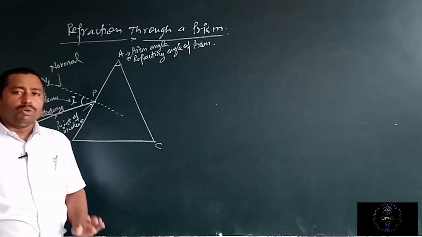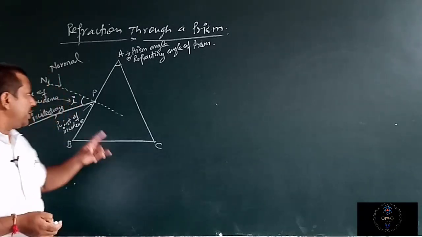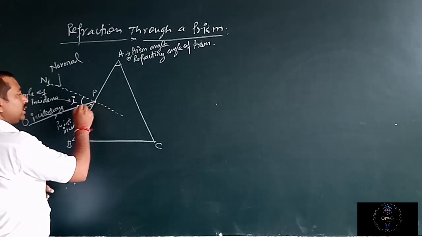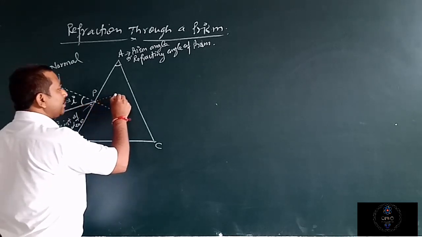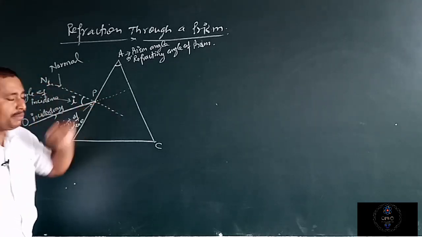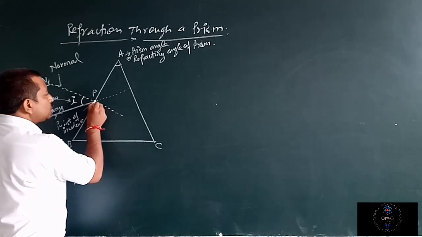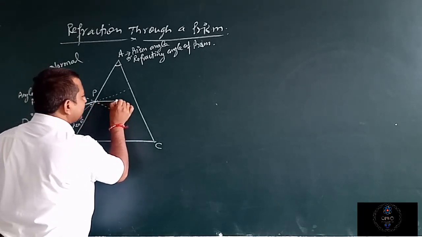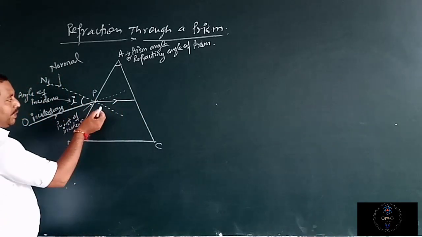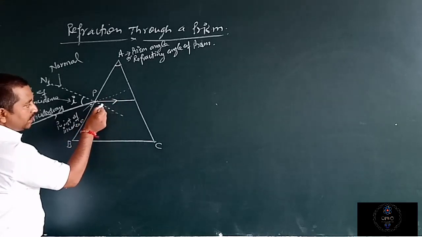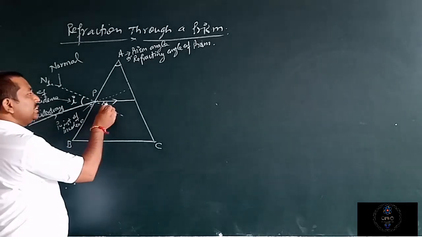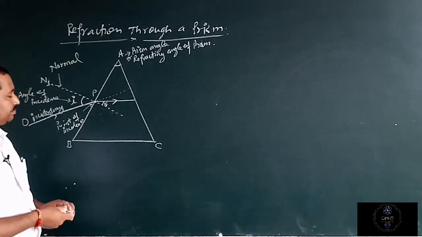So we know that when light goes from a rarer medium to a denser medium, it bends towards the normal. The direction of the incident ray is in this direction, but when it enters from the rarer medium to the denser medium, it bends towards the normal and passes along this path. Hence the angle made between this refracted ray and the normal is treated as r, or simply r1.